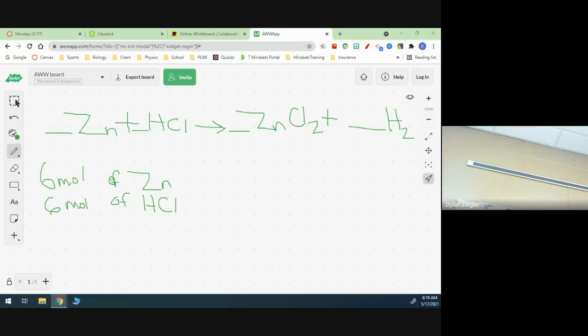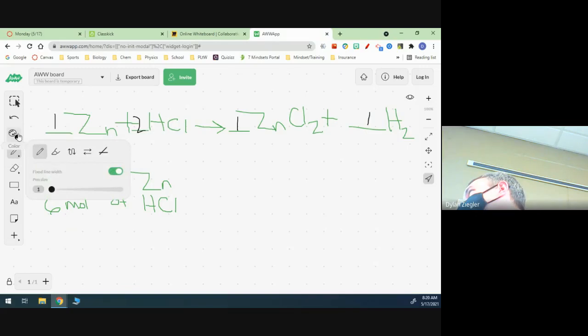Ten seconds. Time! Show me your boards. Put it in the chat. Which one's the limiting reactant here? Let's see what you got. Pretty good. All right, here we go. Balancing. We got ourselves a 1, 2, 1, 1. All right, so we got it balanced.